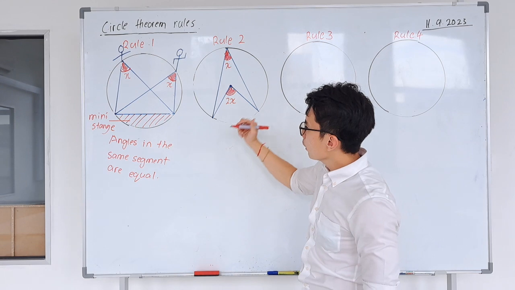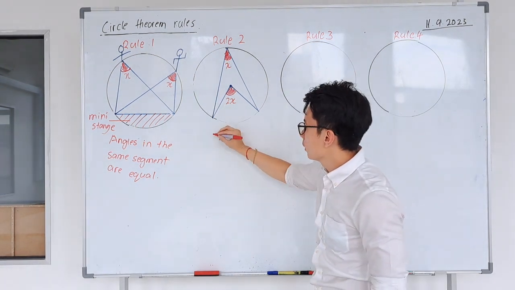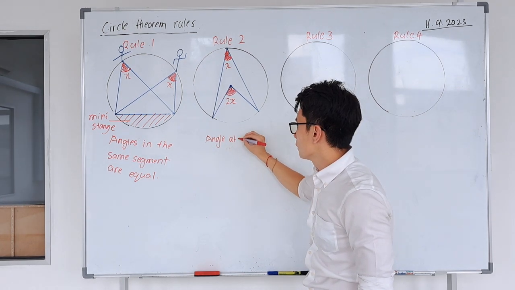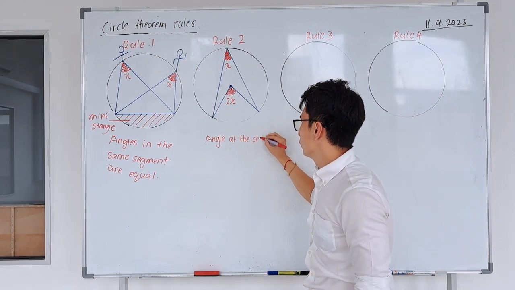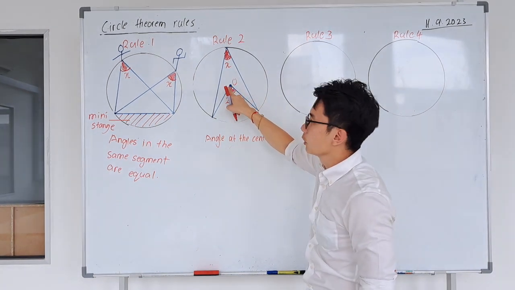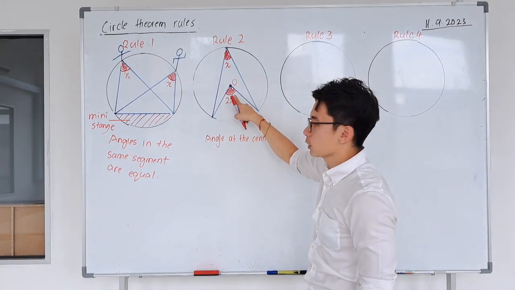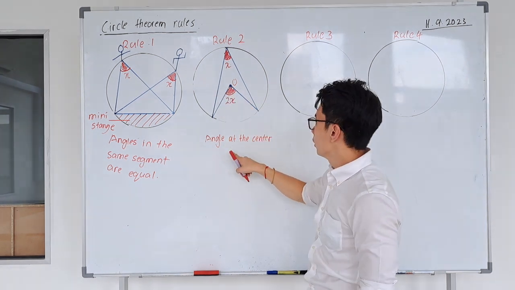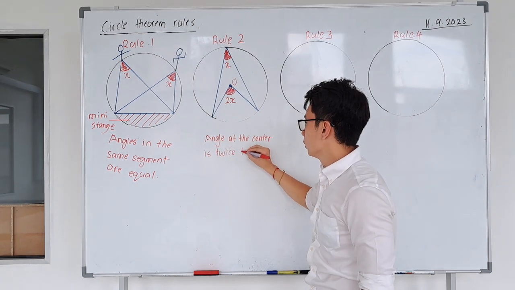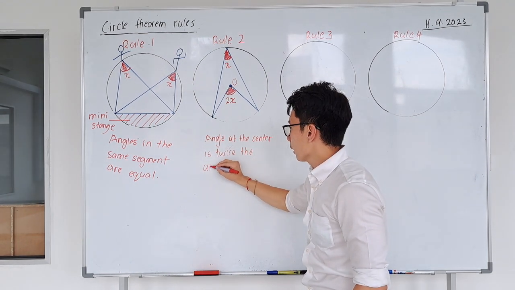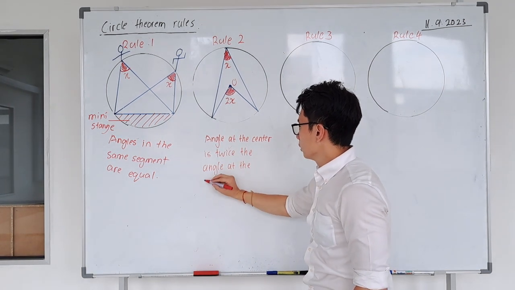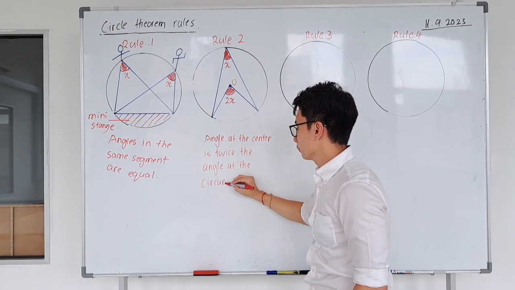So the second rule over here, we can say the angle at the center. Why is it the center? Because we know that's the center of the circle. This angle is created from the center. It is twice the angle at the circumference.